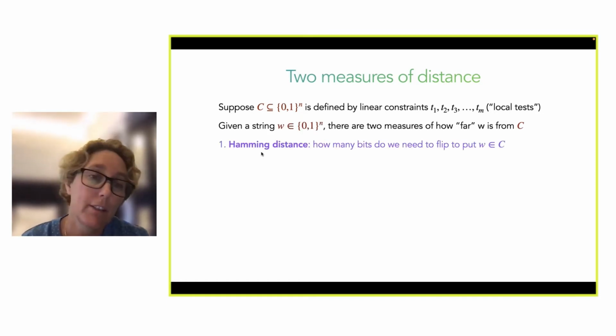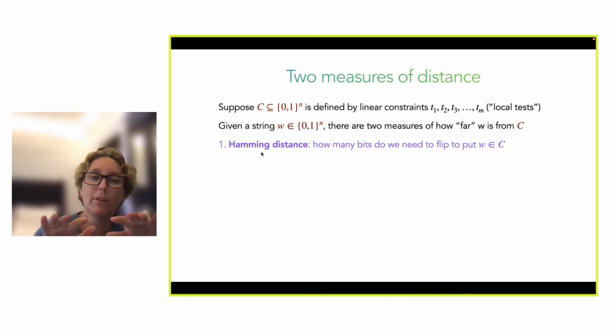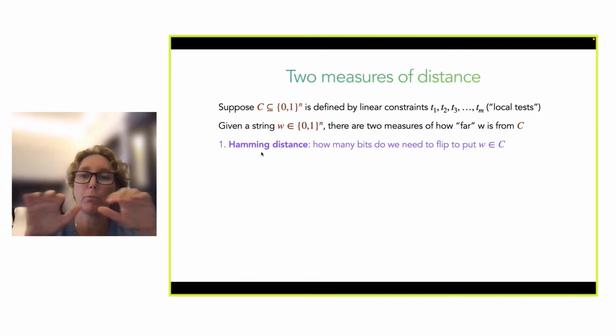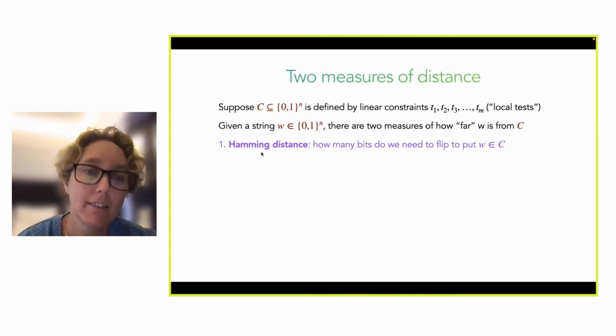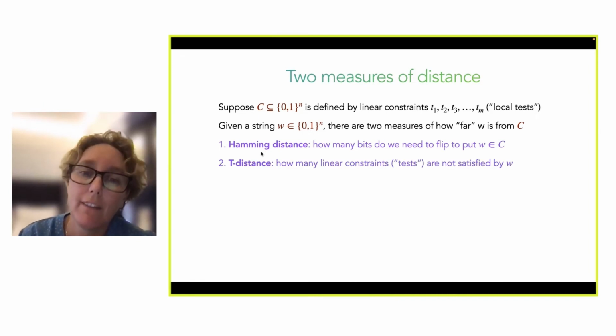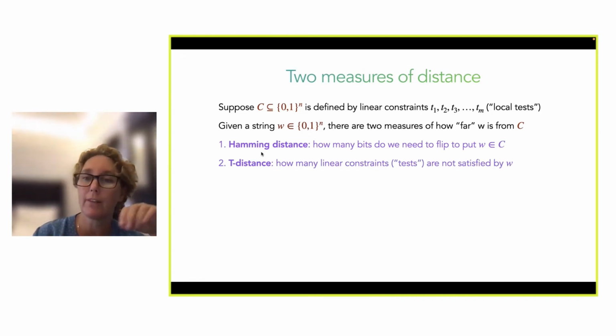Given an n-bit string, I can define two measures of how far W is from the code. The first is the most natural, the Hamming distance. It just says, take W, what's the smallest number of bits you need to flip in order to put W inside the code? That's the distance of W from the code. The second is the T distance, and that's counting how many of the constraints are unhappy. That's much easier to compute. If I give you a point and ask you how close it is to a specific subspace, there's no clear polynomial time algorithm for doing it. You really need to go over the ball around W, and it has maybe exponentially many words.